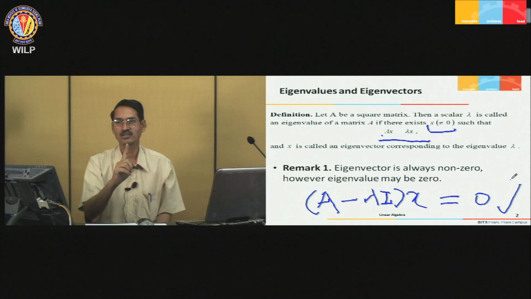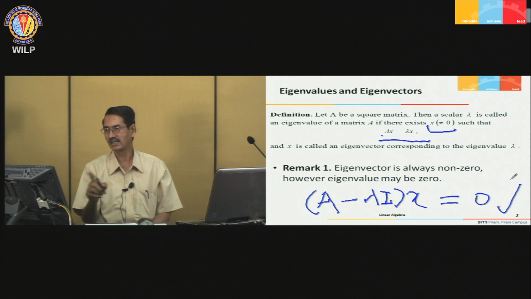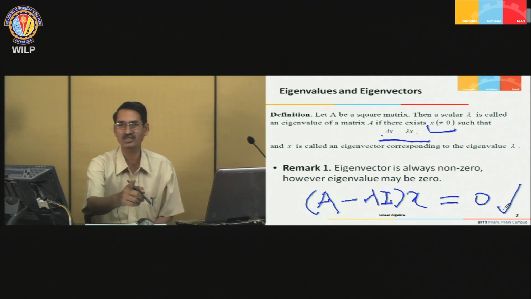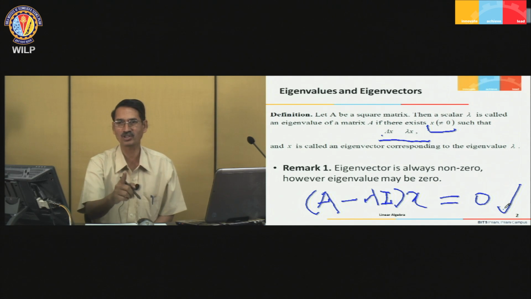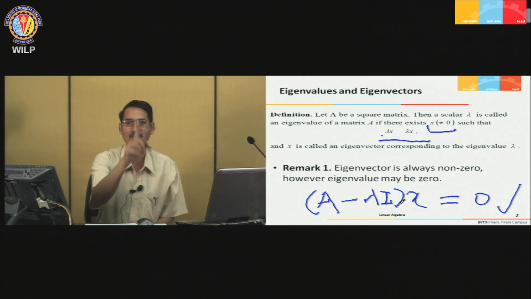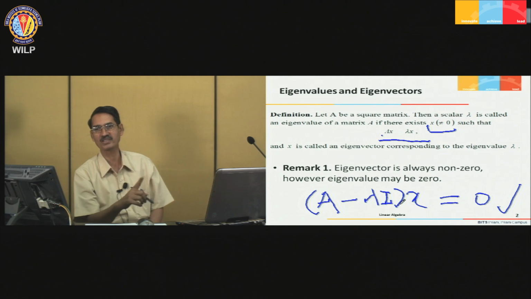Is it clear? See once more, lambda is called an eigenvalue of the matrix A if this equation (A minus lambda I) x is equal to 0 has a non-trivial solution, and non-trivial solution means non-zero solution. So, that non-zero solution x is called the eigenvector corresponding to the eigenvalue lambda. I believe the idea of eigenvalue and eigenvector should be clear by this time.